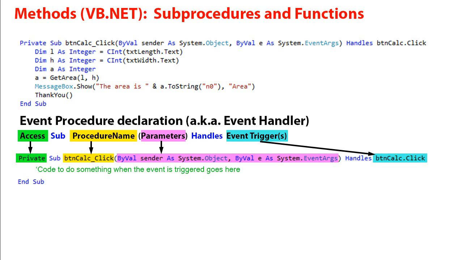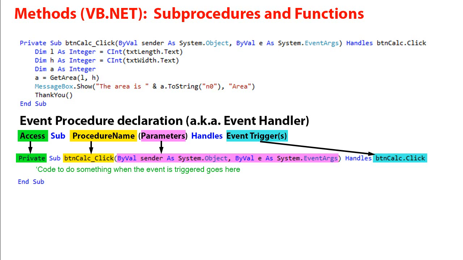When we double-click on an object, it creates a procedure name for us to handle some event. And that procedure name is usually the name of the object, an underscore, and the event that's being handled. So in the code above here, we have btnCalc_Click as our procedure name.